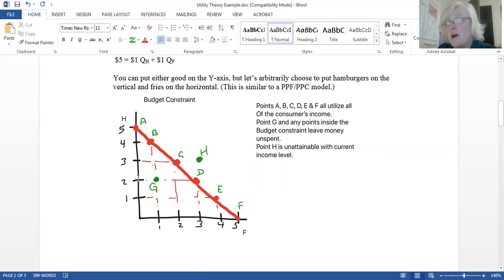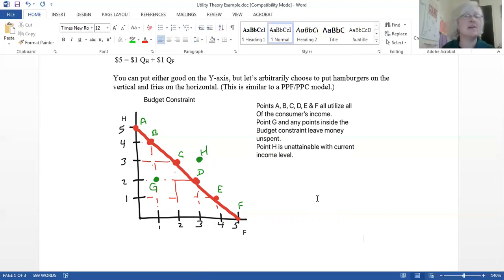The G would be a combination of 2 hamburgers and 1 French fry. Obviously, I can afford that. That would only cost me $3, and I would have $2 left over. But that's inefficient. I have $2 sitting around that I had set aside just for hamburgers and French fries. So that's an inefficient use of resources, very much like a production possibilities frontier. So we wouldn't want to be at G. At point G, we're leaving money unspent. At H, which is a combination of 3 hamburgers and 3 fries, we can't get there because that would be $6 and I only have 5. So point H is currently an unattainable level in the current period.